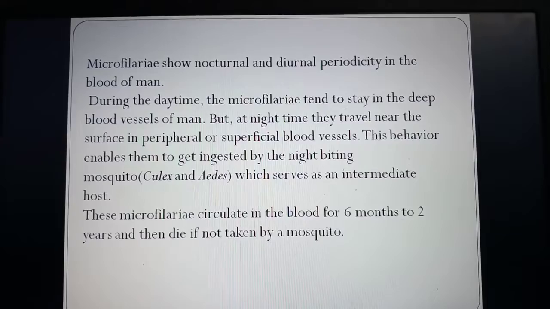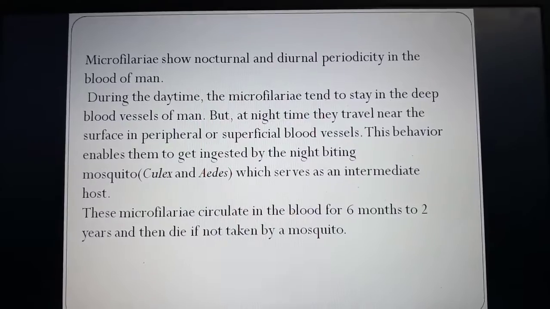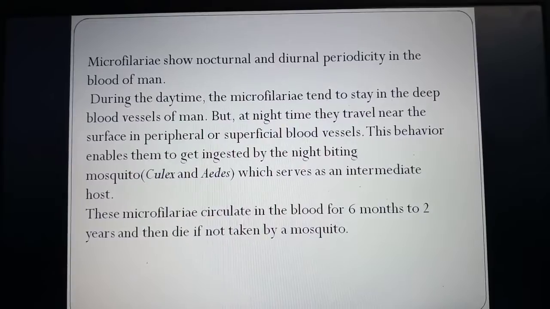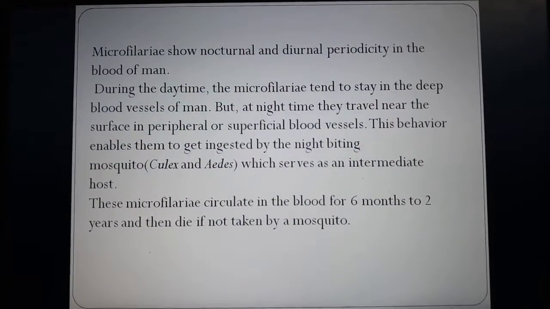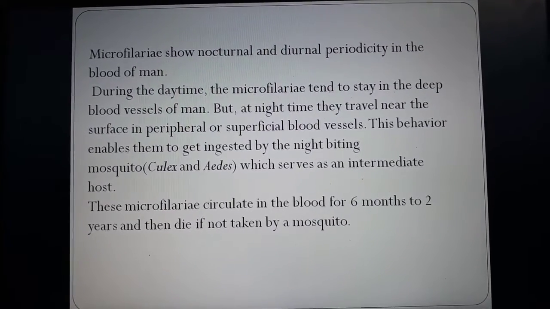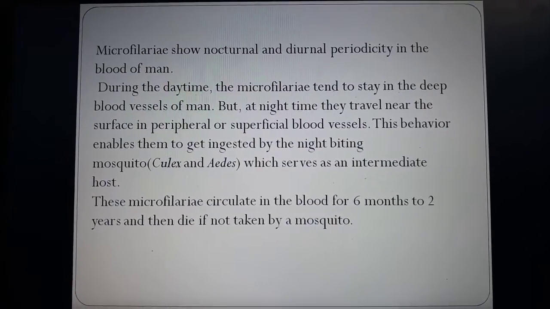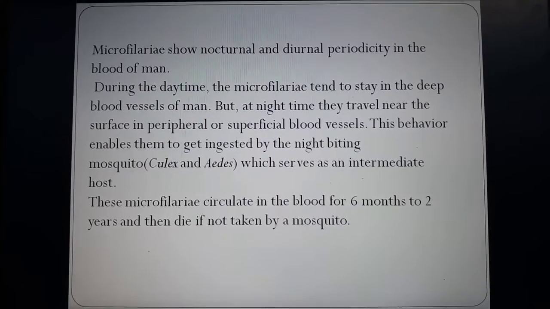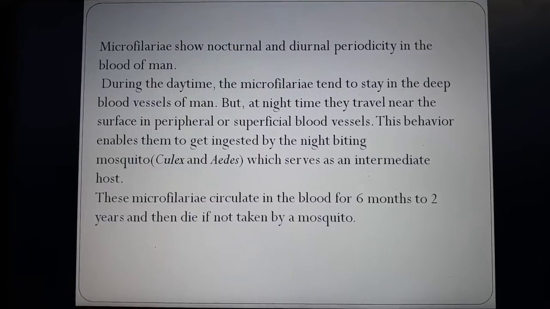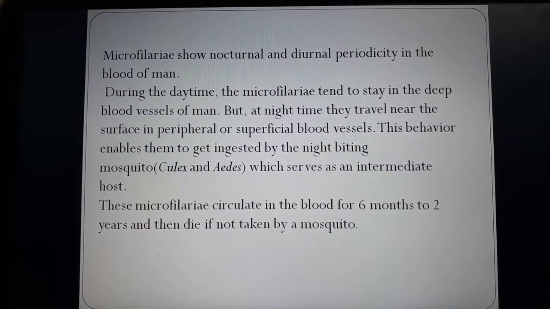Microfilariae show nocturnal and diurnal periodicity in the blood of man. During the daytime, the microfilariae tend to stay in deep blood vessels of man, but at night time they travel near the surface in peripheral or subperipheral superficial blood vessels. This behavior enables them to get ingested by the night biting mosquito, Culex and Aedes, which serve as an intermediate host. These microfilariae circulate in the blood for 6 months to 2 years and then die if not taken by a mosquito.